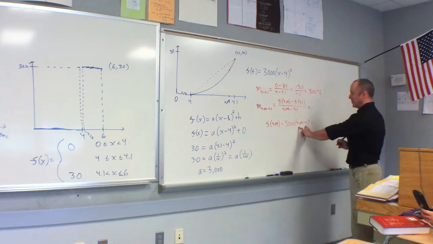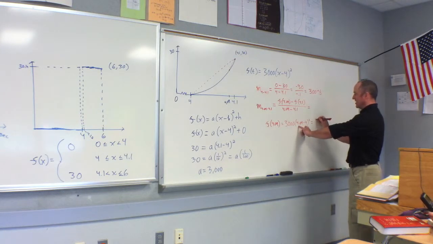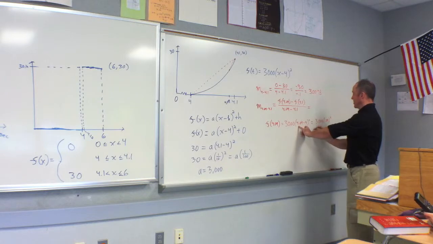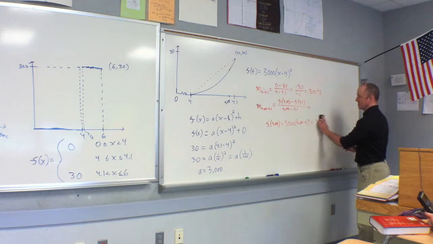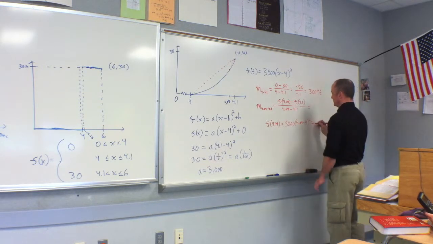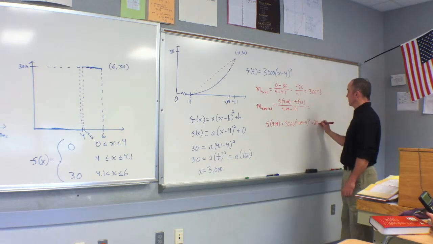Oh, not yet. 4.09 minus 4 is just 0.09, right? And that's squared. So that's 9 over 100, which is 0.0081. Right. So you guys go ahead and tell me this: what is this? It's 24.3.